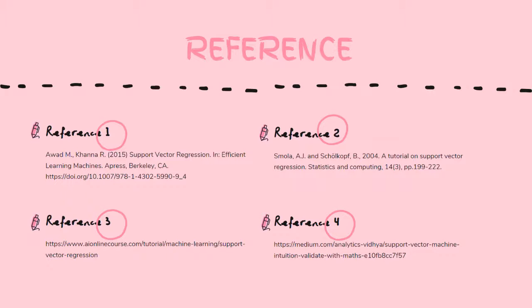So these are the references. The first two are relevant papers. One, Support Vector Regression in Efficient Learning Machine, and the other is A Tutorial on Support Vector Regression, Statistics and Computing.